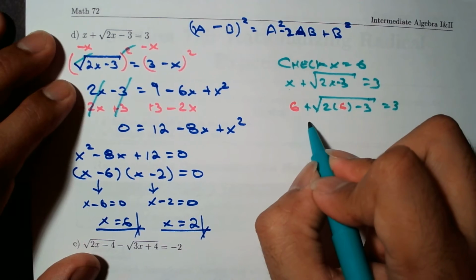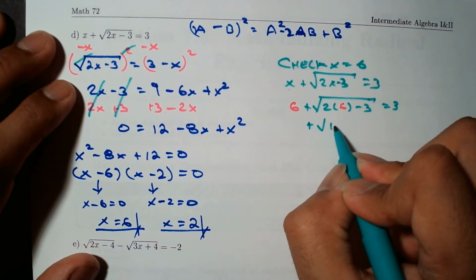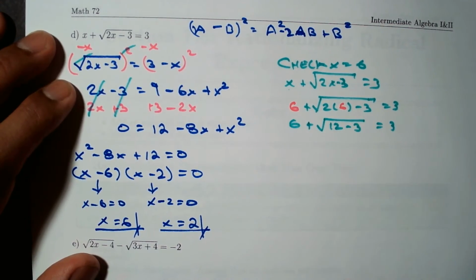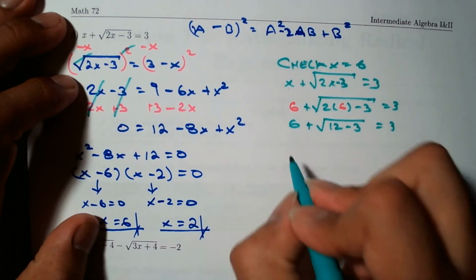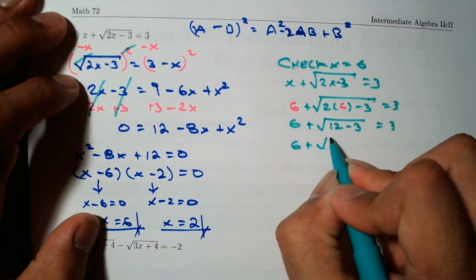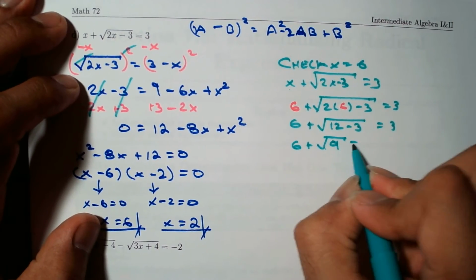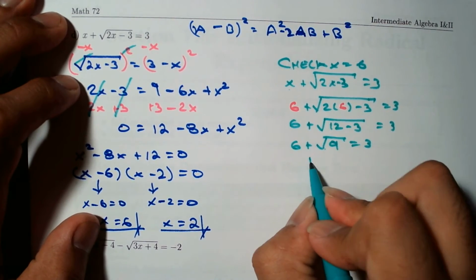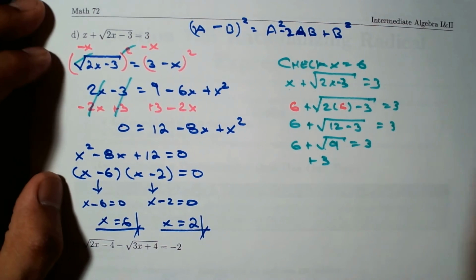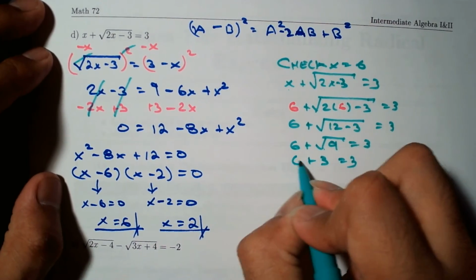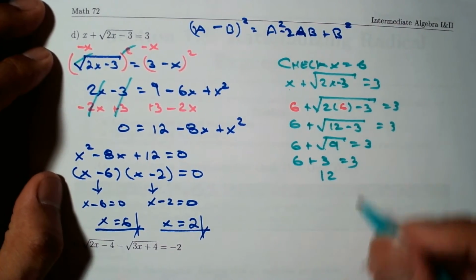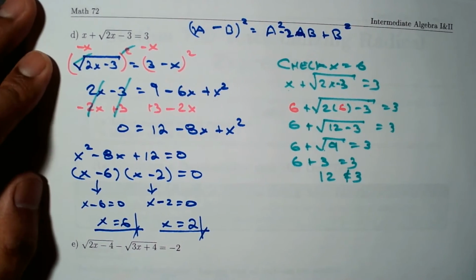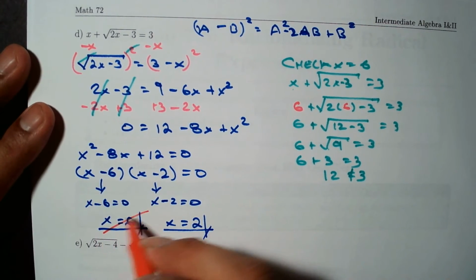2 times 6 is 12, minus 3, and don't forget to add this 6 right here. 6 plus the square root of 12 minus 3, which is 9, equals 3. The square root of 9 is 3, and 6 plus 3 equals 9. Well, in this case, 9 is not equal to 3. So 6 cannot be a solution.